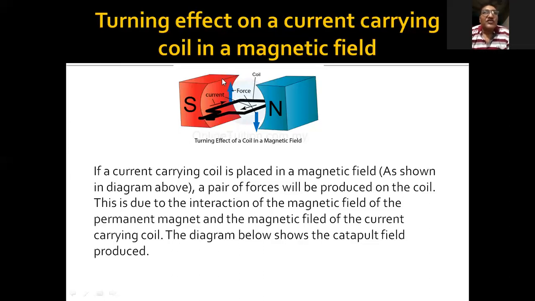So these two forces are opposite in direction, equal in magnitude, have different lines of action, and are acting on the same body. One is on the right side and one is on the left side. So they will act like a couple and produce a turning effect. This coil will start rotating in a clockwise manner. I hope this concept is clear to you, and this is the basis for the motor.